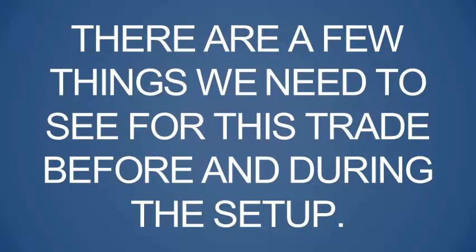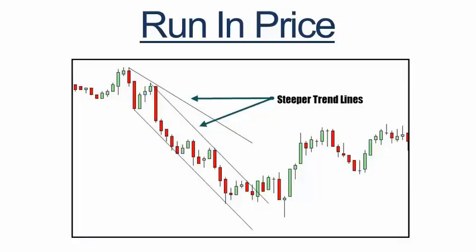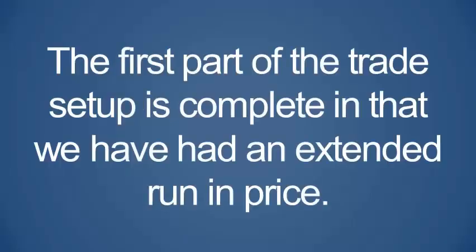Now, there are a few things that we need to see for this trade before and during the setup. We want to see price have some sort of run to it. In this case, price had dropped almost 100 points in just under 60 minutes. For those who like trend lines and watching the slope, this certainly had a slope that would indicate a run in price. I had to reproduce the charts because I was not sent the actual charts that were used, okay? So the first part of this trade setup is complete, in that we have an extended run in price.